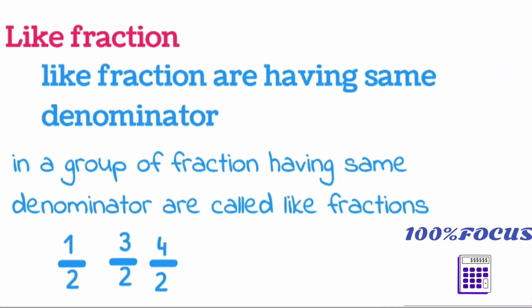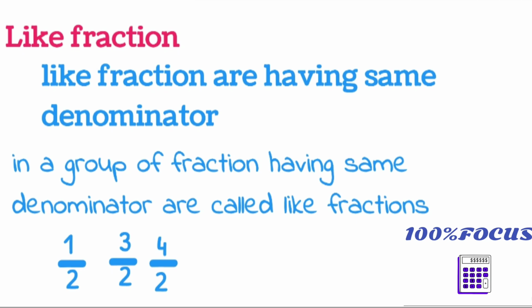So we are going for the types of fractions now. First one, like fraction. Like fraction means having same denominator. Okay, like fractions have same denominators. Fractions having same denominators are known as like fraction.